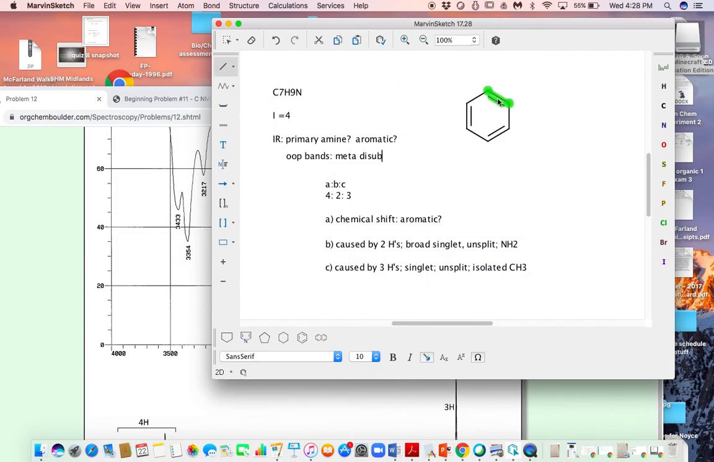So, whoops, sorry about that. This is going to be the correct answer for problem 12.